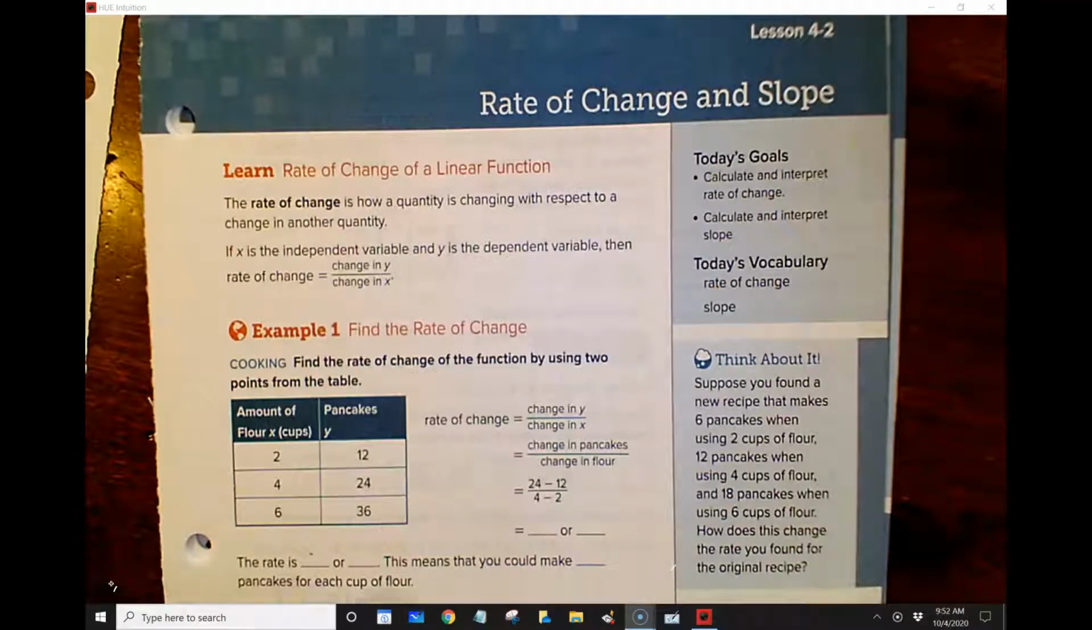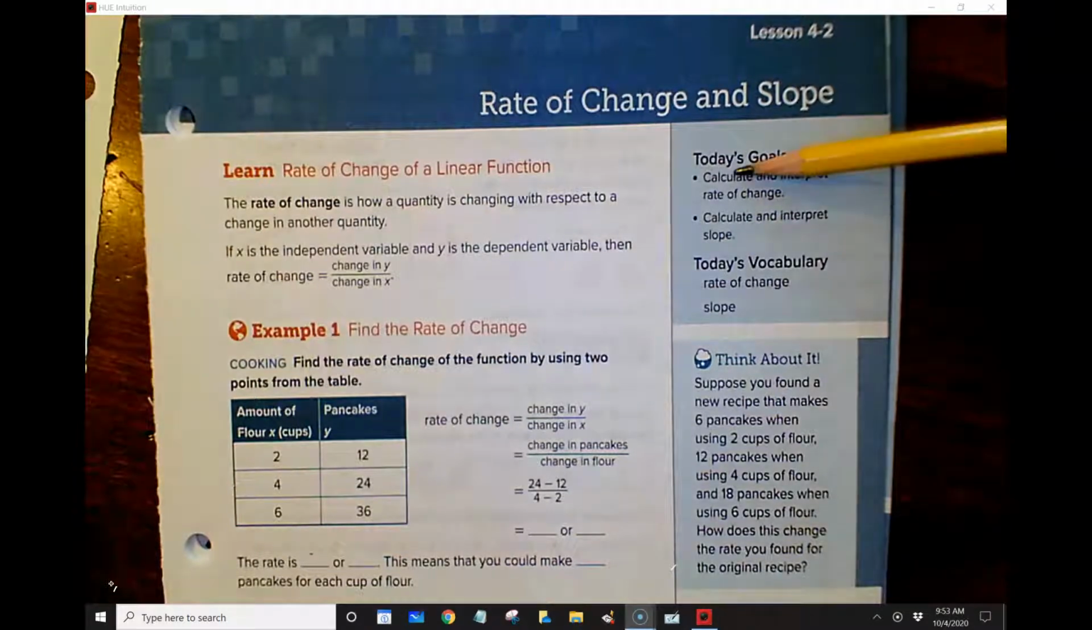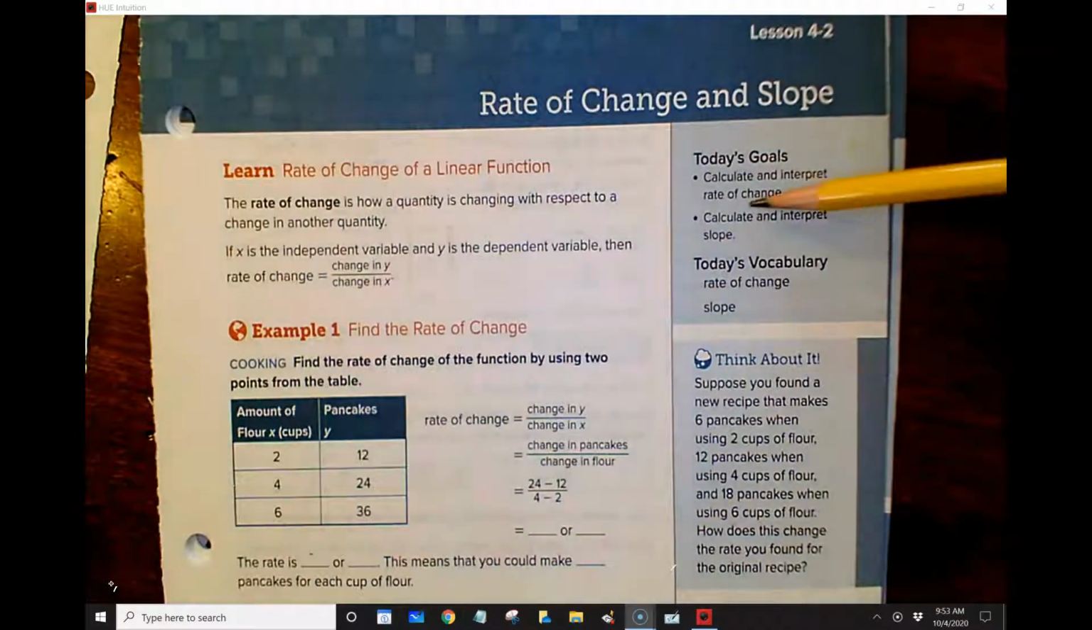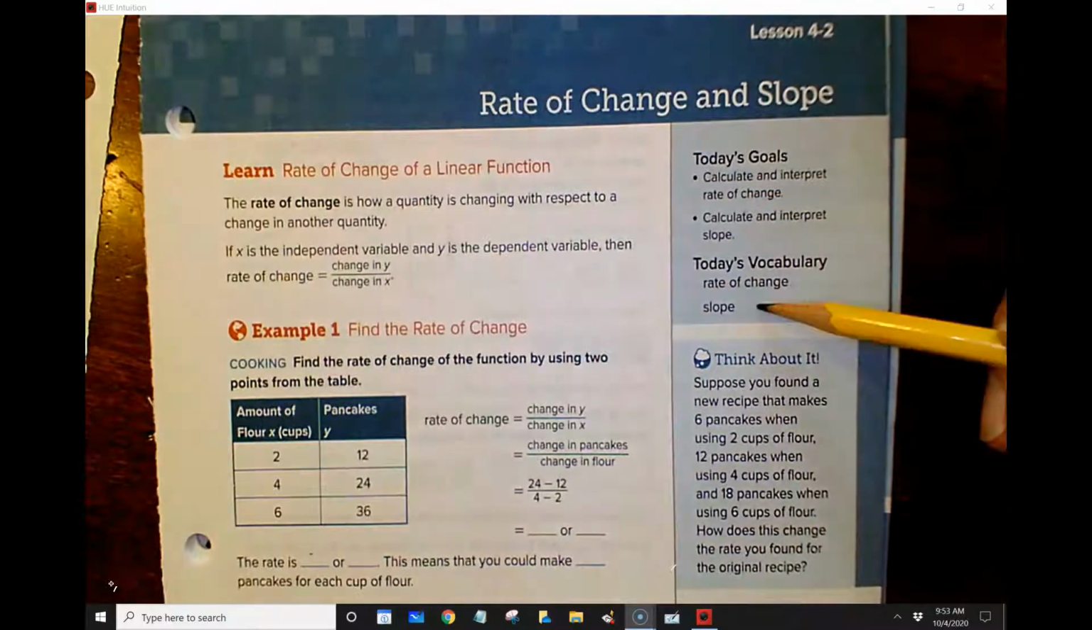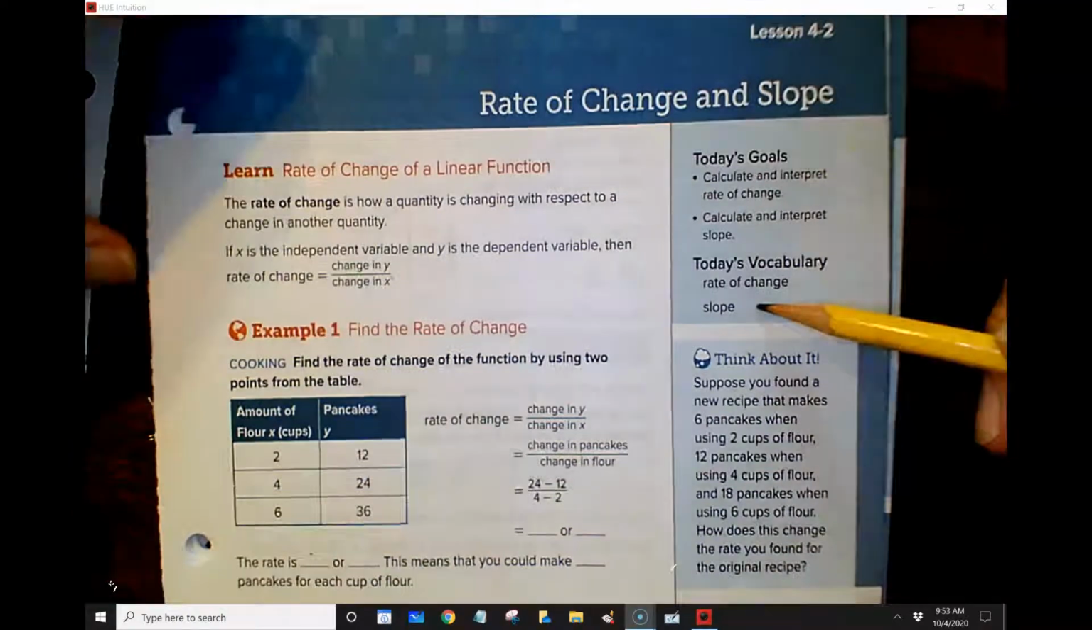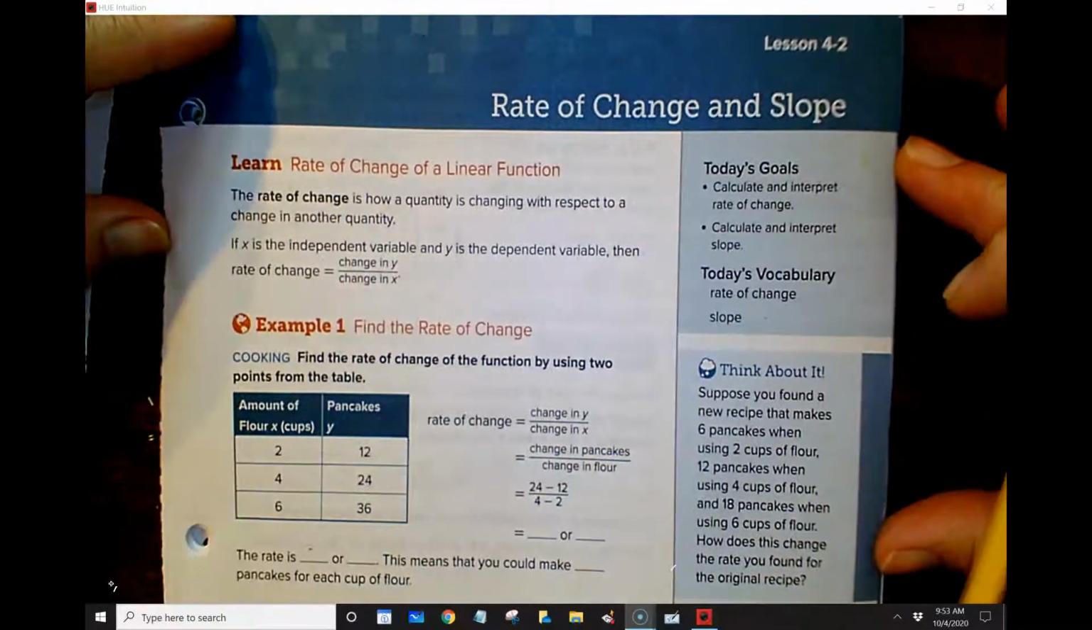This video is about the rate of change. We're going to be able to calculate and interpret the rate of change, and we'll understand how to calculate and interpret the slope. So really we're going to talk about rate of change and slope. I'm not exactly sure how much you learned last year, but we're going to learn it all this year. We'll build upon whatever you had.